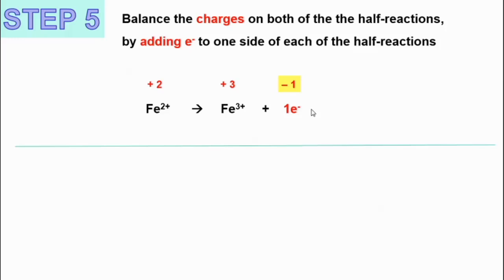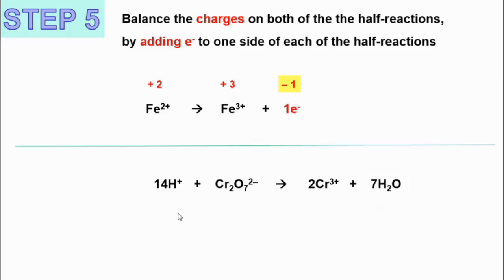So in terms of atoms, balanced. In terms of charge, also balanced for this first half equation. Now let's move on to the second half equation, the one with the dichromate ion just now. Remember this equation. We balanced the atoms just now in step 4 for this half equation. Now let's check whether the charges on both sides of this second half equation are balanced or not.